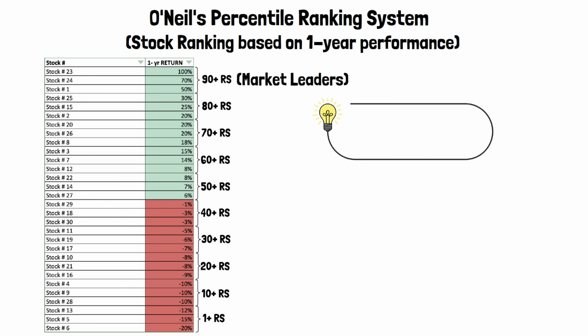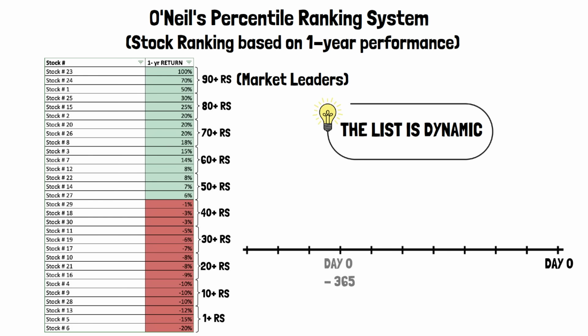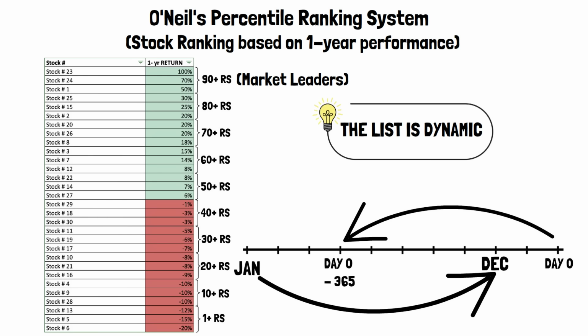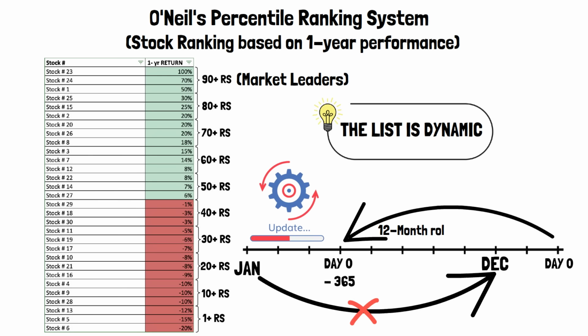Here's the critical insight. This list is dynamic. It calculates performance from the current date going back 1 year, not calendar year performance. This means the rankings constantly update based on rolling 12-month performance.